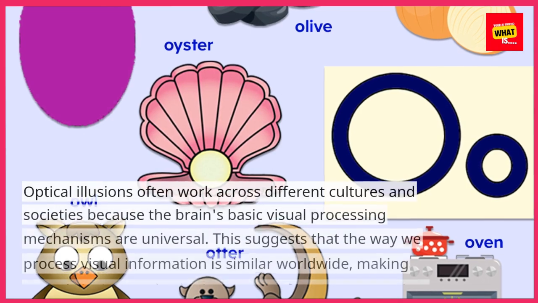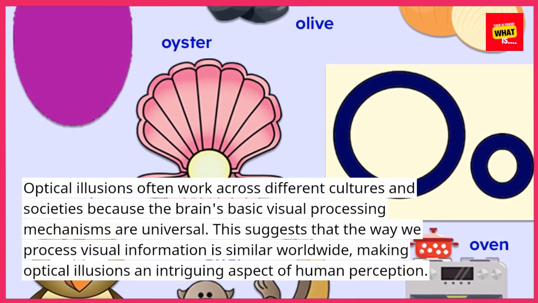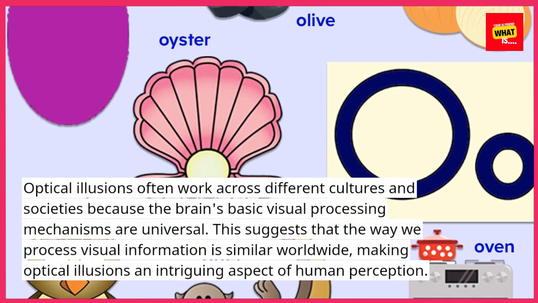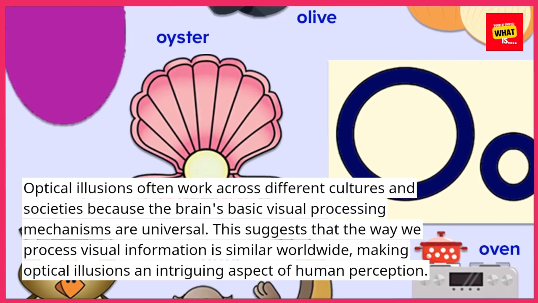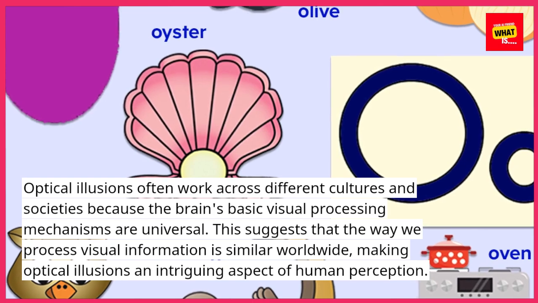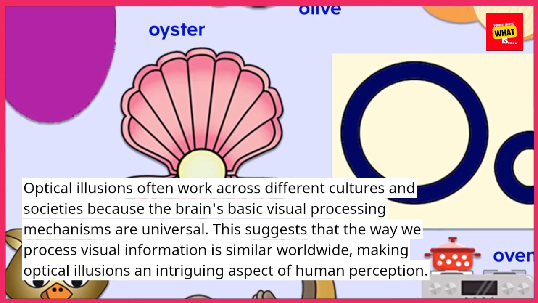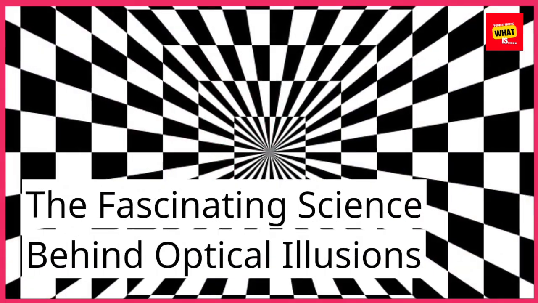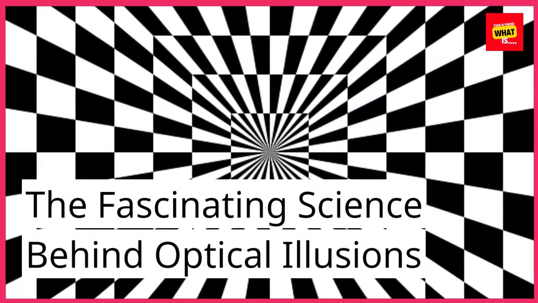Why illusions appear to work across cultures. Optical illusions often work across different cultures and societies because the brain's basic visual processing mechanisms are universal. This suggests that the way we process visual information is similar worldwide, making optical illusions an intriguing aspect of human perception.